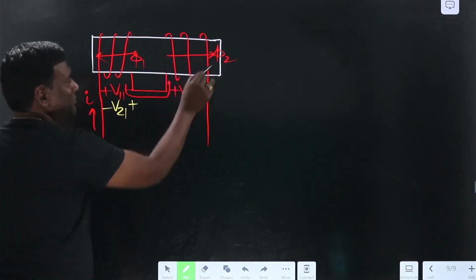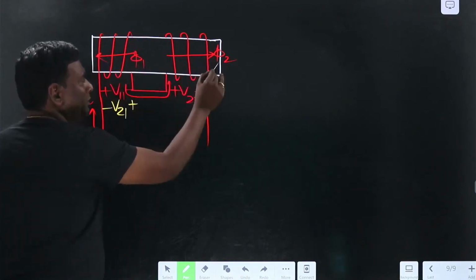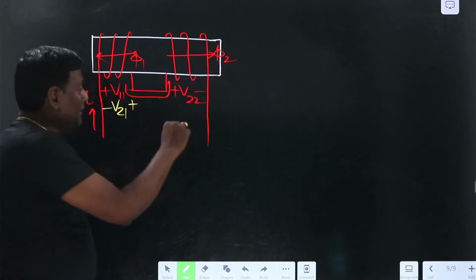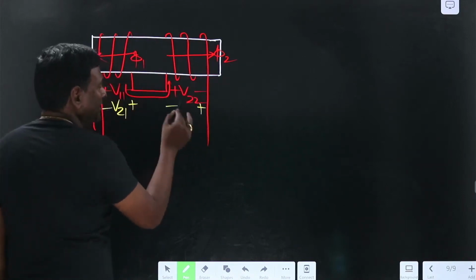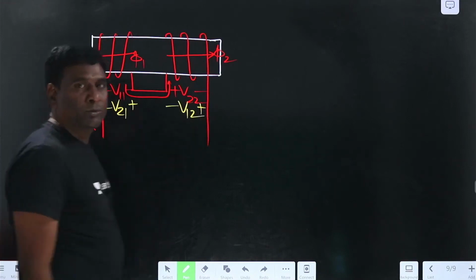And see here, when I don't have this, pi 2 is there. When I have this, net flux is getting reduced, so induced voltage has to be reduced. So plus minus V because of 1 in 2.